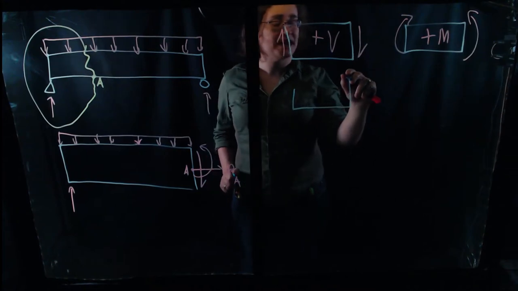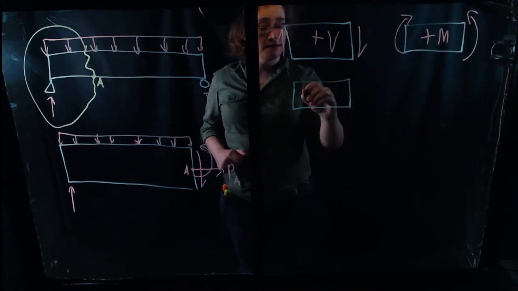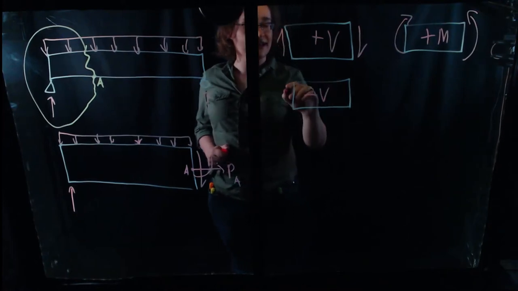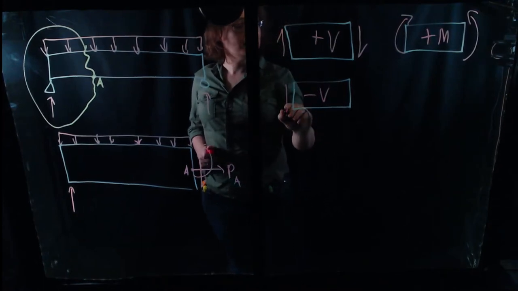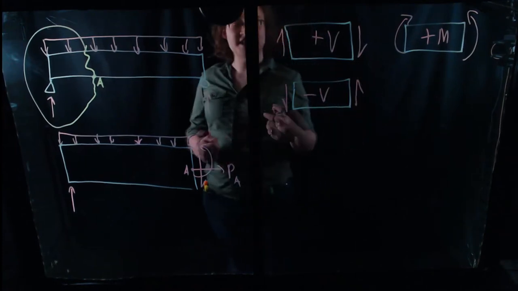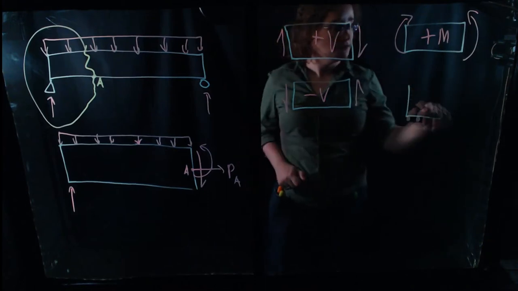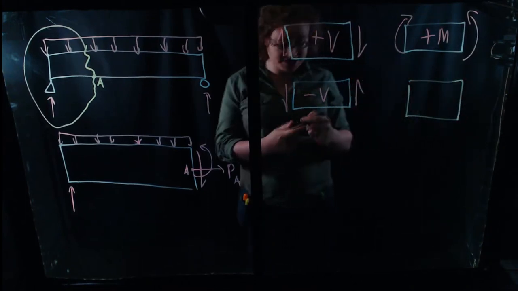And in contrast, negative shear is the opposite. So negative shear like this, you would have a downward pointing arrow on the left-hand side and an upward pointing arrow on the right-hand side. And then in terms of curvature, for a moment, you would have the opposite as well.